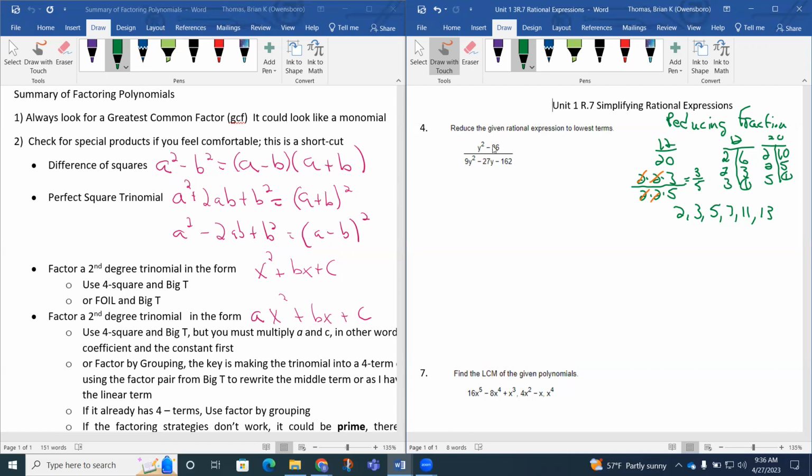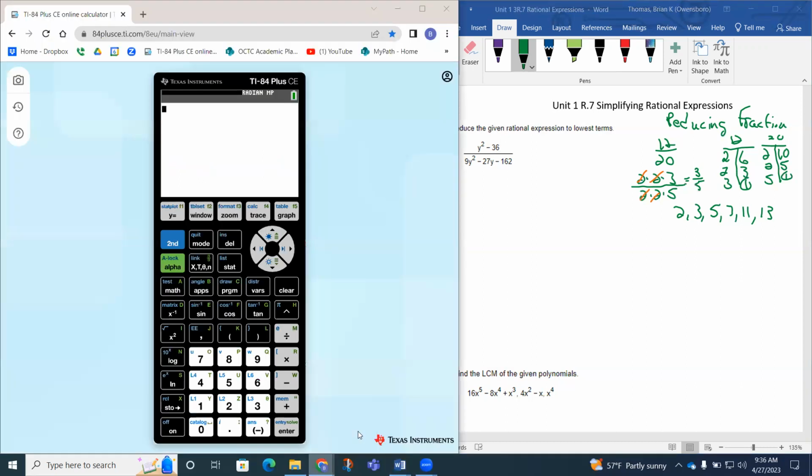So again, if I want to see if 36 is a perfect square, you could actually use your calculator and take the square root of it. So remember the inverse, notice how there's square and square root. If you take the square root of 36, if you get a whole number, that means it's a perfect square. So notice how I get 6. So if I do 6 squared, notice how that gives me 36. So that means that this is a difference of squares.